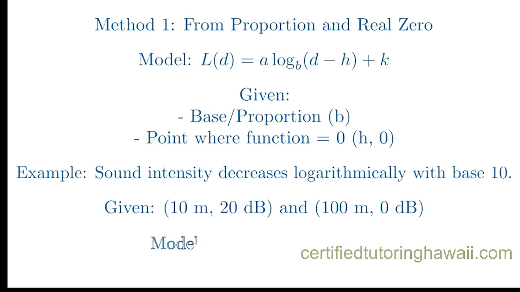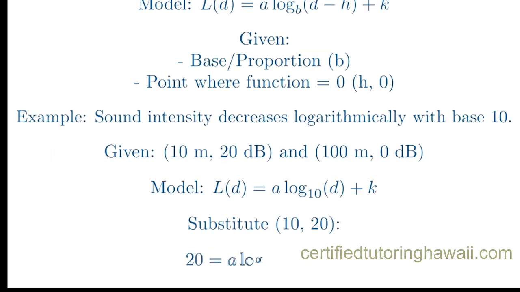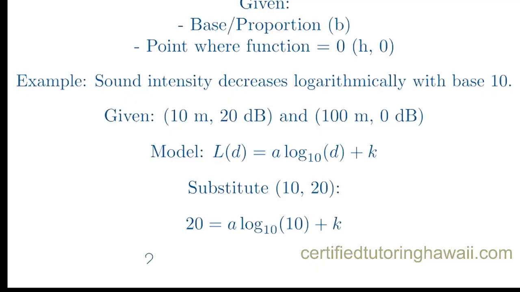So our model becomes L of D equals A times log base 10 of D plus K. We need to solve for A and K using our 2 points. Let's substitute the first point. 10 meters gives 20 decibels. We know that log base 10 of 10 is 1. Why? Because 10 to the first power is 10. So our equation simplifies to 20 equals A plus K.